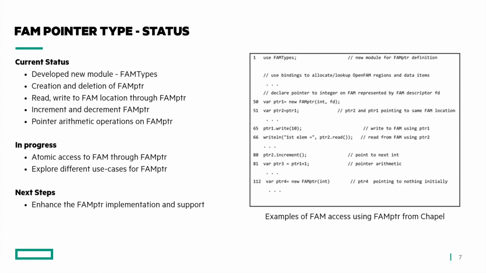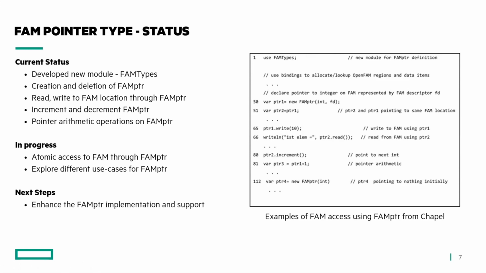The FAM pointer can also be created from an existing pointer using an assignment statement, like other Chapel record instances. For reading and writing the data on FAM, there are read and write methods that need to be invoked explicitly. This program also has an example of adding an integer to the FAM PTR record to make the pointer point to the intended location on FAM.